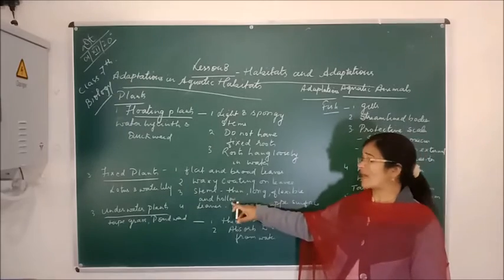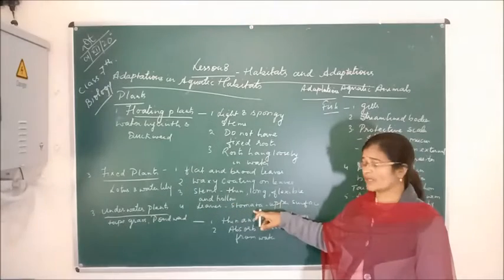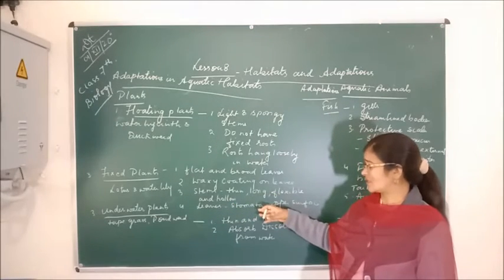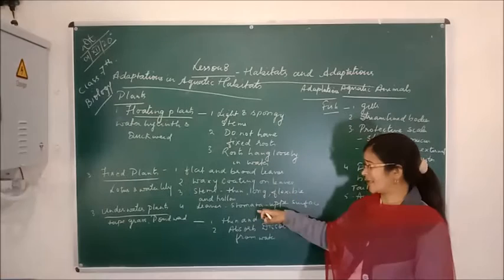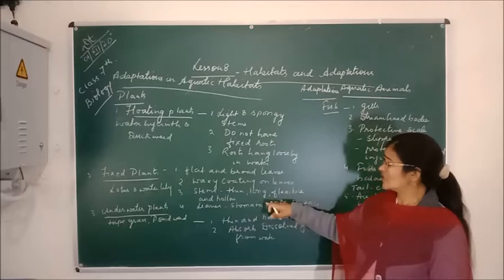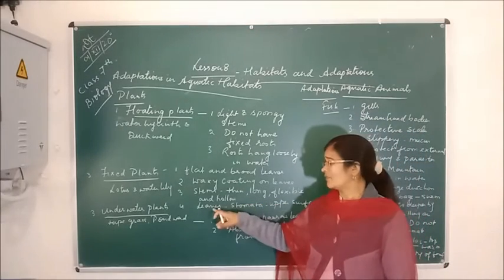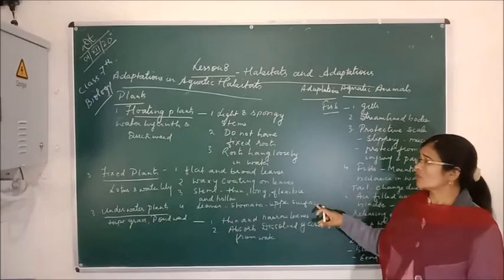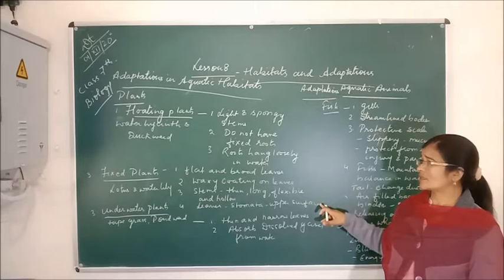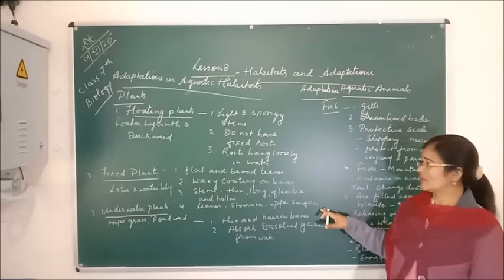So these stomata help them to take gas from the atmosphere. They take in carbon dioxide and release oxygen. This exchange of gases takes place through the stomata, which are present on the upper surface of the leaves. So these 3-4 features are the features of the fixed plants like lotus and water lily. That's why they can easily survive in the water.